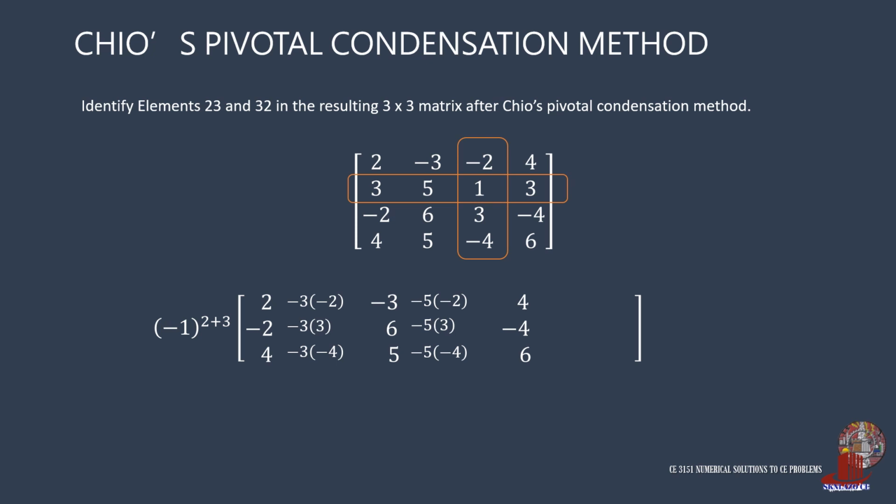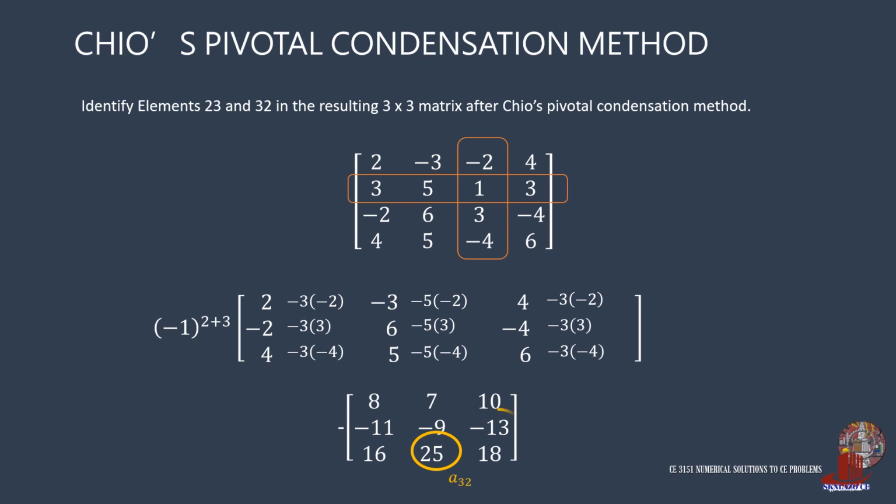The last column on the right starts with 4 minus 3 times negative 2. The next element is lessened by 3 times 3. And the last element is subtracted by 3 times negative 4. Simplify each term and get the resulting 3 by 3 matrix. Don't forget that there's still a negative 1 scalar to be multiplied to all elements. Thus, element 3, 2 is negative 25, and element 2, 3 is positive 13. Check the previous videos on how to identify the reflected factors.